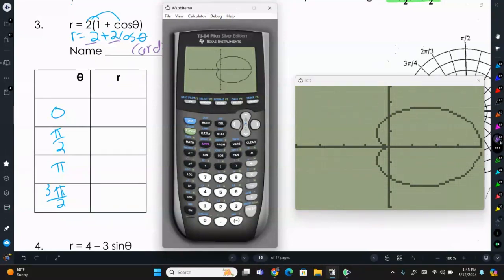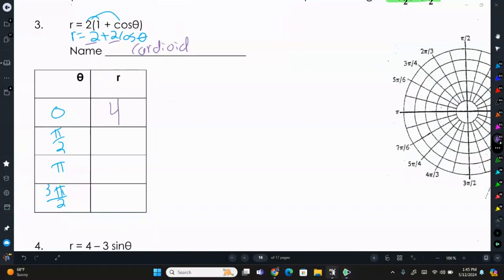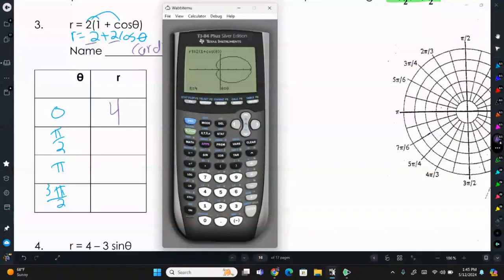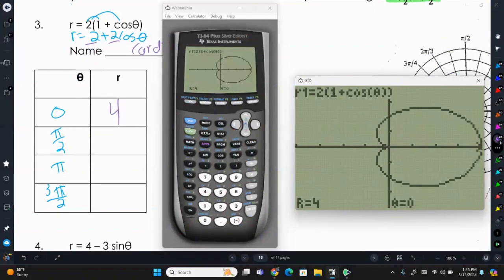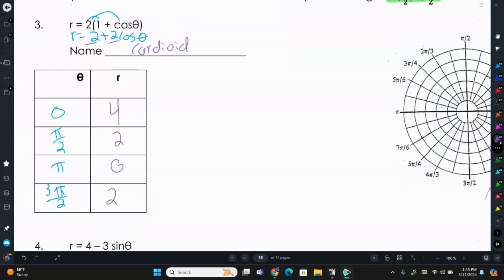Okay, so there's our graph. So if we're going to trace, when theta is 0, r is 4. When theta is pi over 2, we get an r value of 2. When theta is equal to pi, we get an r value of 0, and then 3 pi over 2 gives us an r value of 2 as well. So we had 2, 0, 2. So we'll go ahead and plot those.